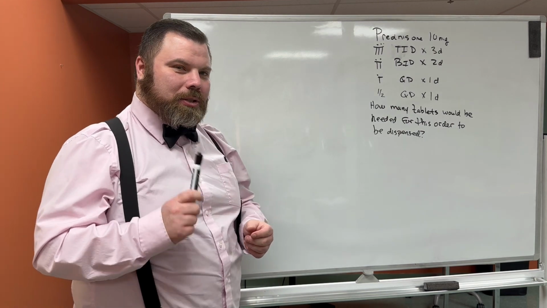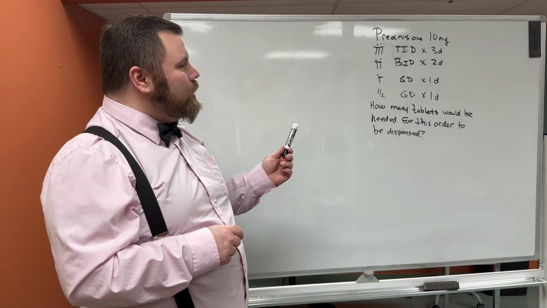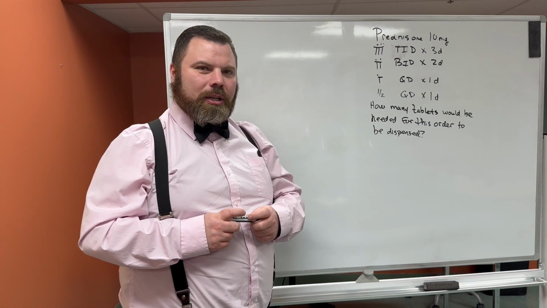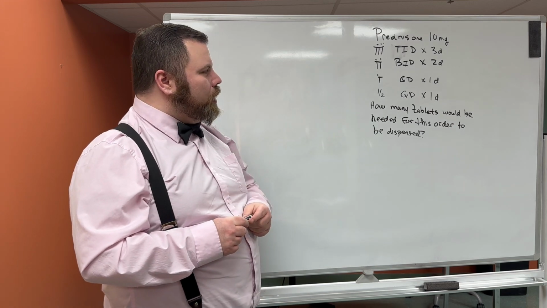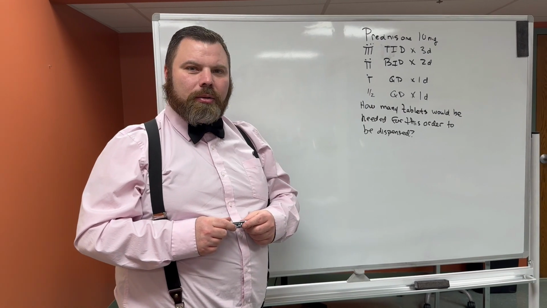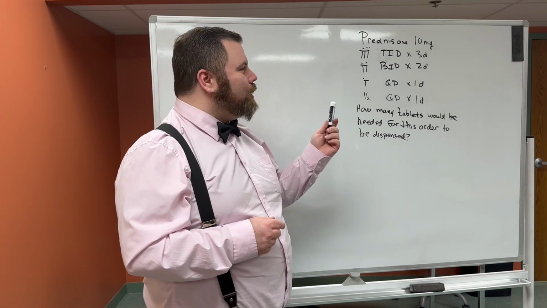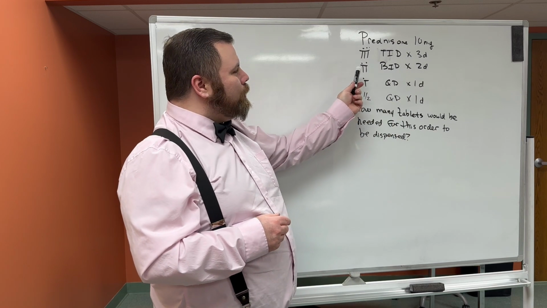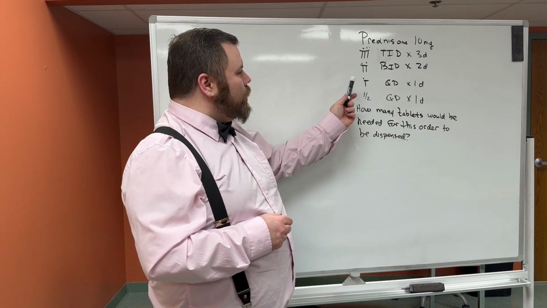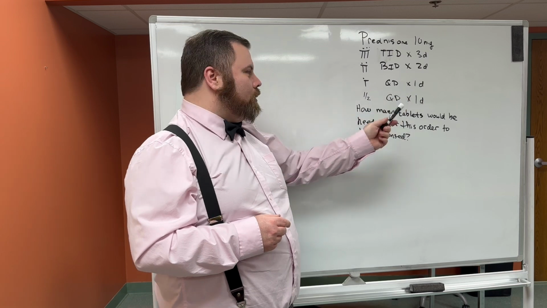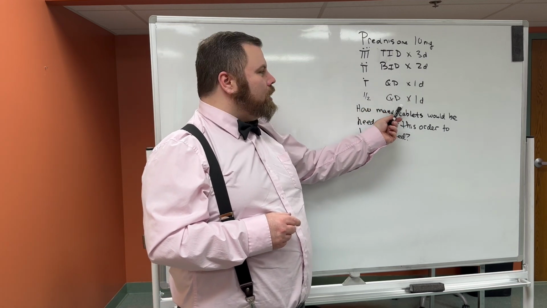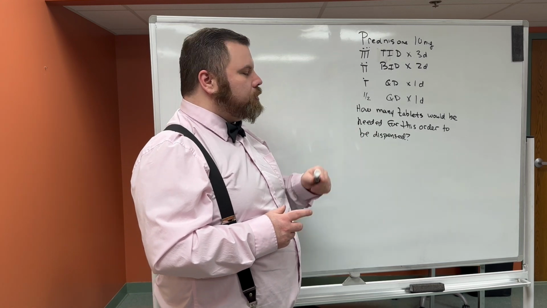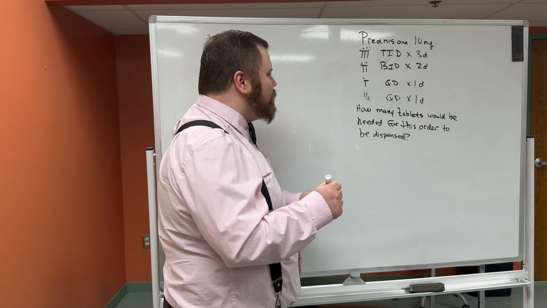Now, prednisone is a special steroid in that it's usually dispensed in tapered dosing. It's very common for a technician to get an order of this scale where they will need to figure out the quantity that they'll need. The SIG reads as follows: 3 tablets by mouth 3 times a day for 3 days, then 2 tablets by mouth twice a day for 2 days, then 1 tablet by mouth every day for 1 day, then 1/2 tablet by mouth once a day for 1 day. The question is, how many tablets would be needed for this order to be dispensed? Let's go to the board.